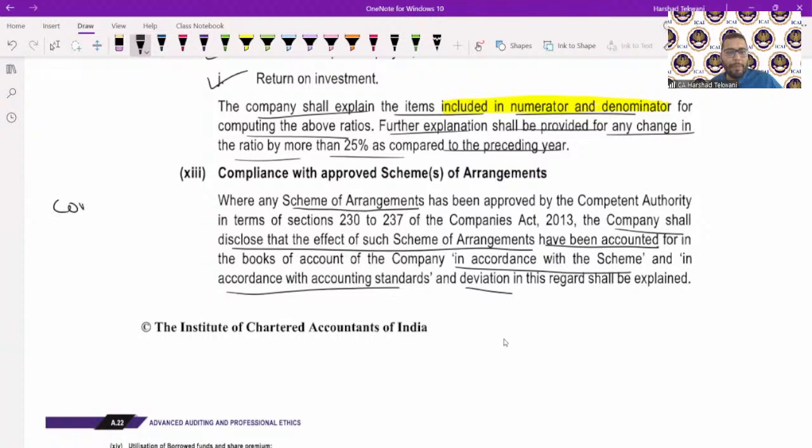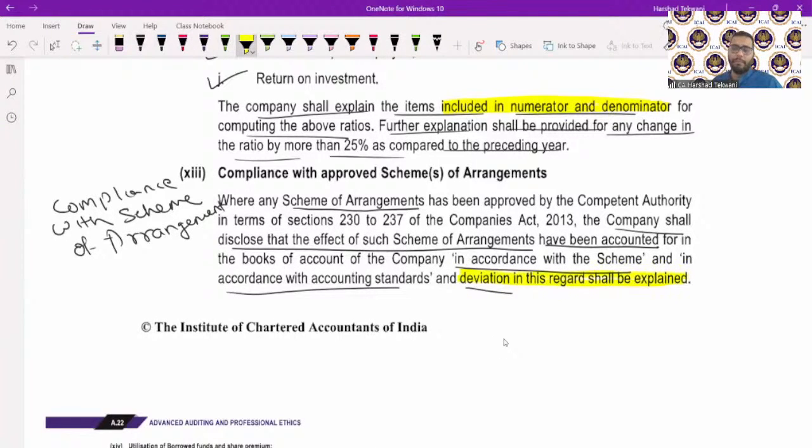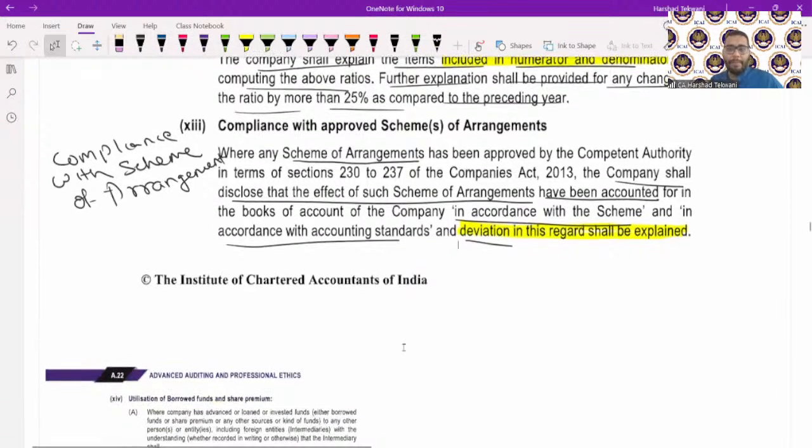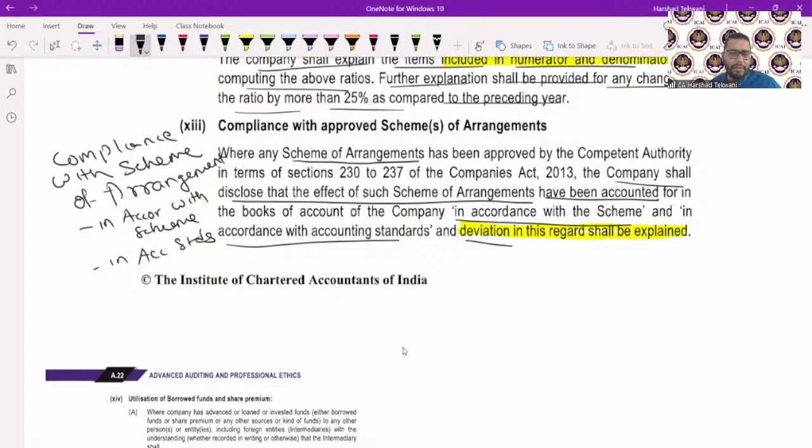So you need to explain compliance with the scheme of arrangement, and deviations, if any. You need to explain if any deviations are there with respect to the scheme. Now, when I say compliance, compliance shall be in two terms: in accordance with the scheme, and in accordance with the accounting standards. Clear?